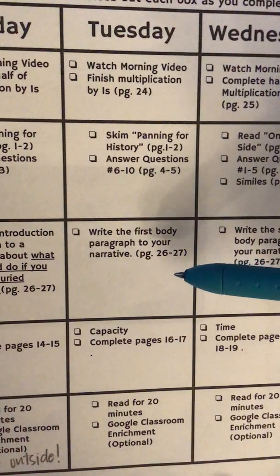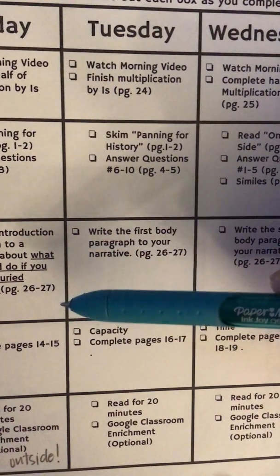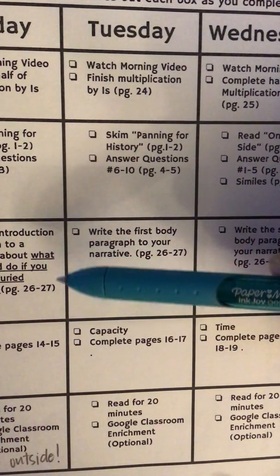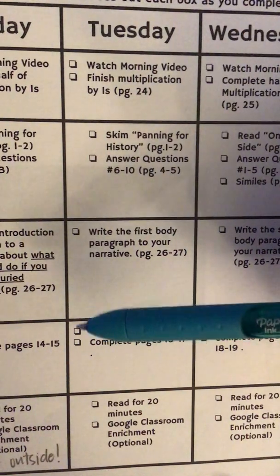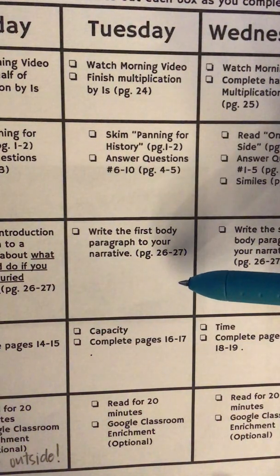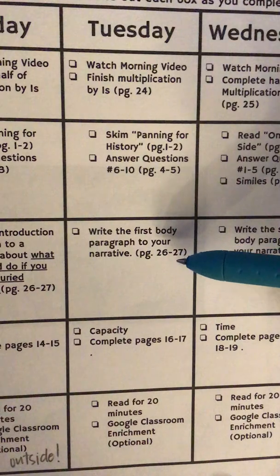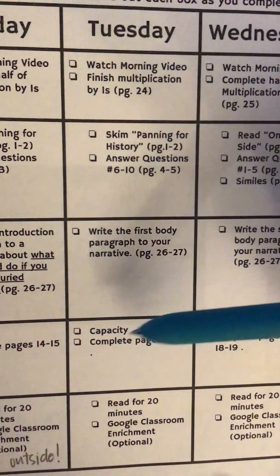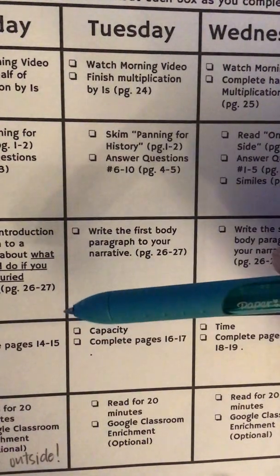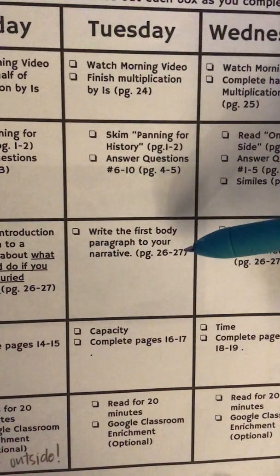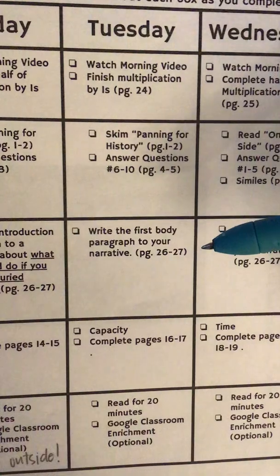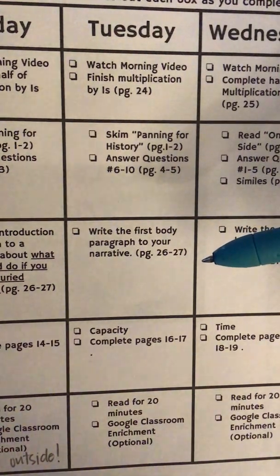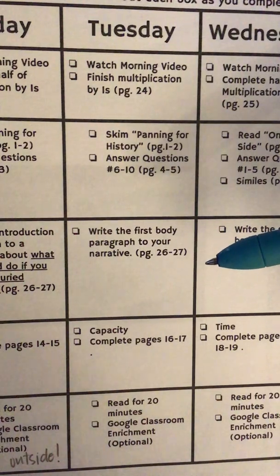Then for writing, reread your introduction paragraph to your narrative, and if you did some planning, skim over the planning again and write the first body paragraph to your narrative. Your narrative is about what you would do if you found a buried treasure. Like I said yesterday, you did the introduction to that, and today is the first body paragraph. That is right after the introduction, and that is what you are using to get the story going.